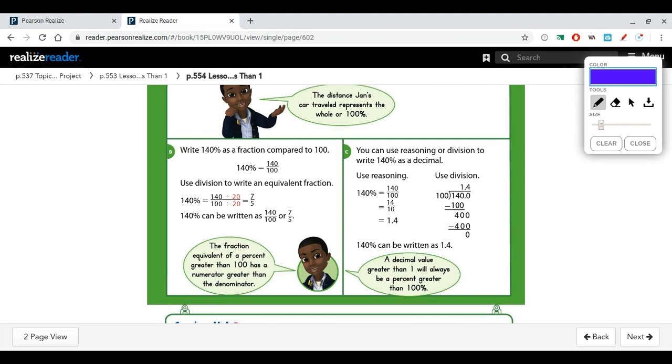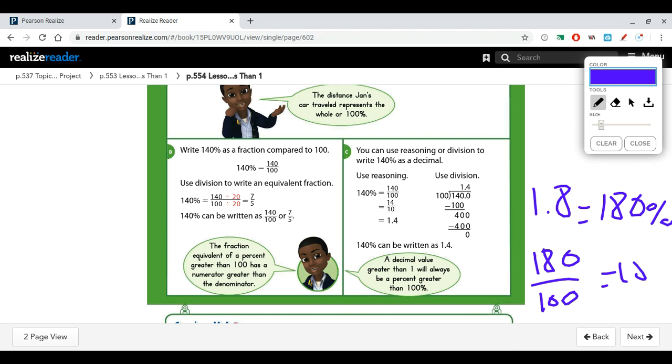Okay, right here, look at this. A decimal value greater than 1 always will be a percent greater than 100%. So if I have 1.8, that would be 180%. The fraction equivalent of a percent greater than 100 has a numerator greater than the denominator. So if I had 1.8 and I had 180 over 100, that would be 180%.